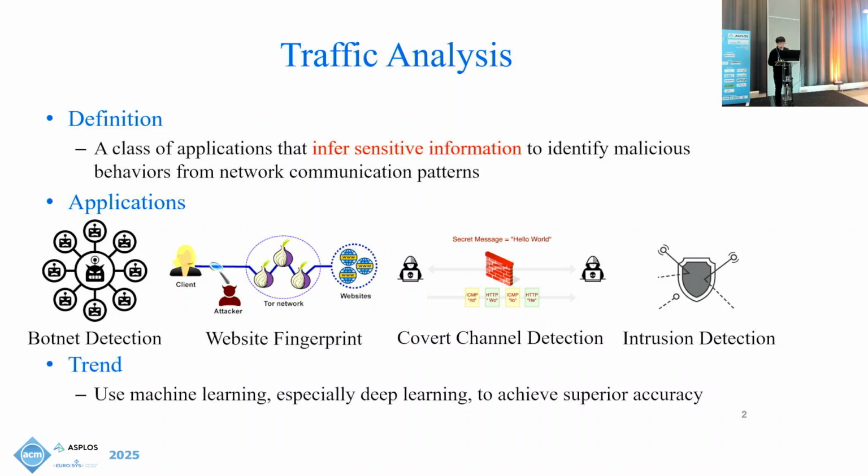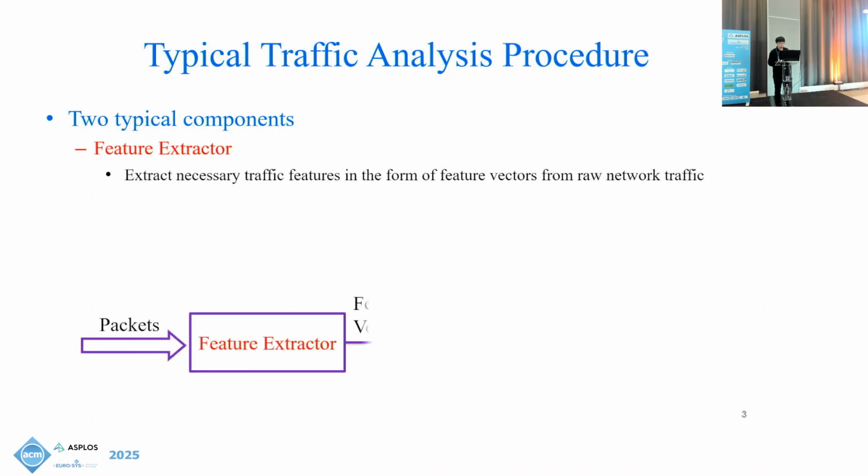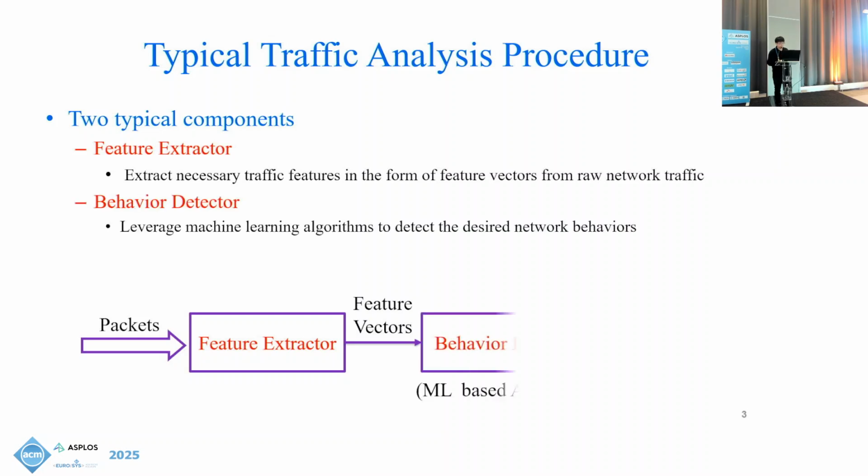Today, traffic analysis applications are transitioning to use machine learning, especially deep learning, to achieve superior accuracy. In a common traffic analysis application, there are usually two typical components. One is a feature extractor component that extracts necessary traffic features in the form of feature vectors from raw network traffic. The other one is a behavior detector component that leverages machine learning algorithms to detect the desired network behaviors.